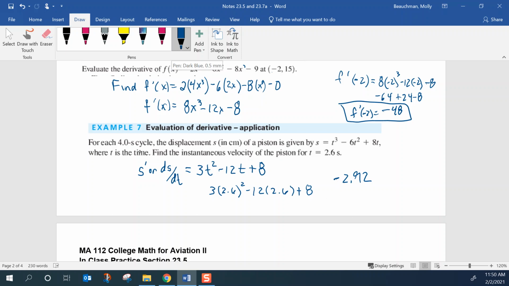So remember that slopes are vertical over horizontal. So we want to have our centimeters. That's what we're moving in. So it's moving in centimeters per second. So make sure you also label your units on a word problem or an application.